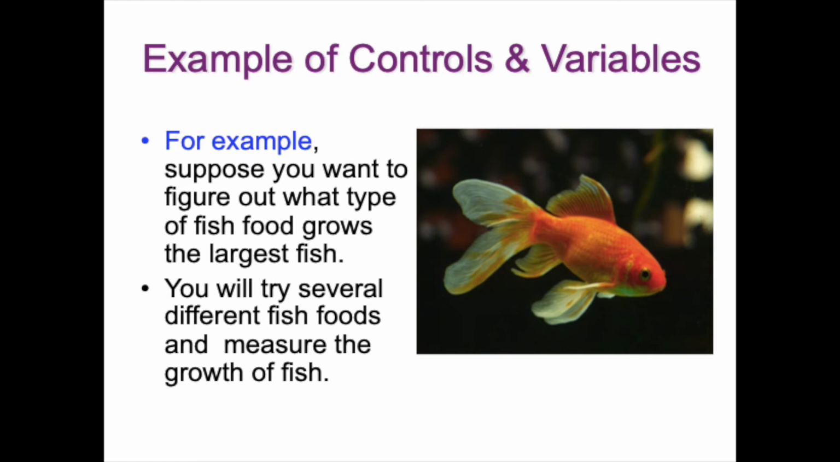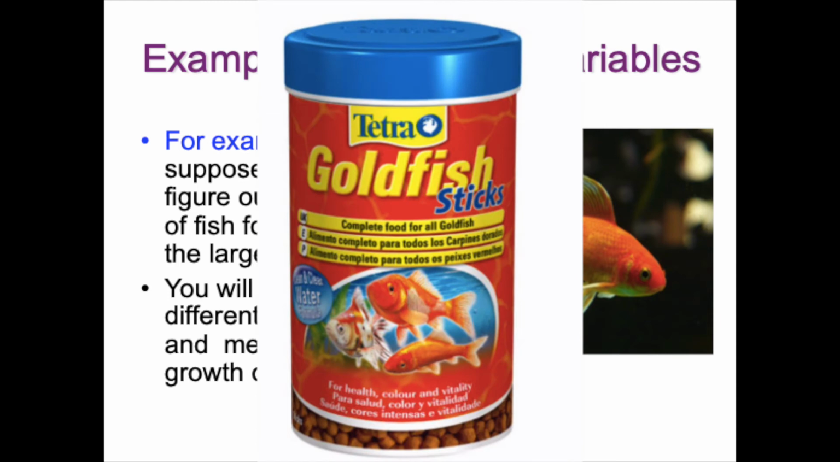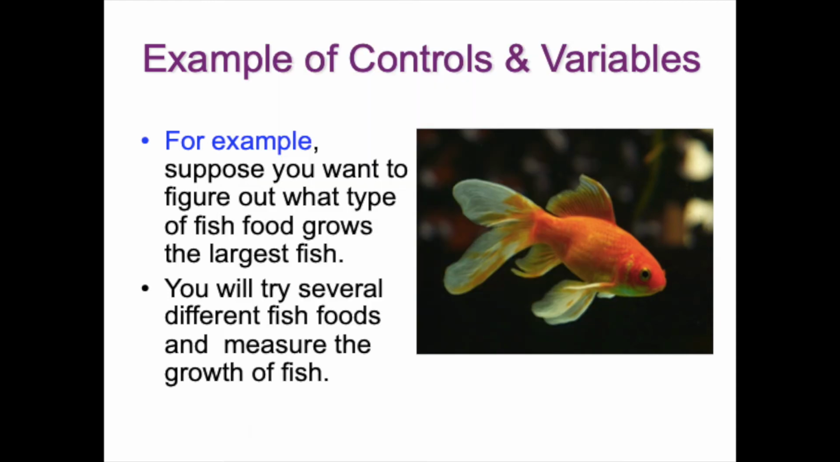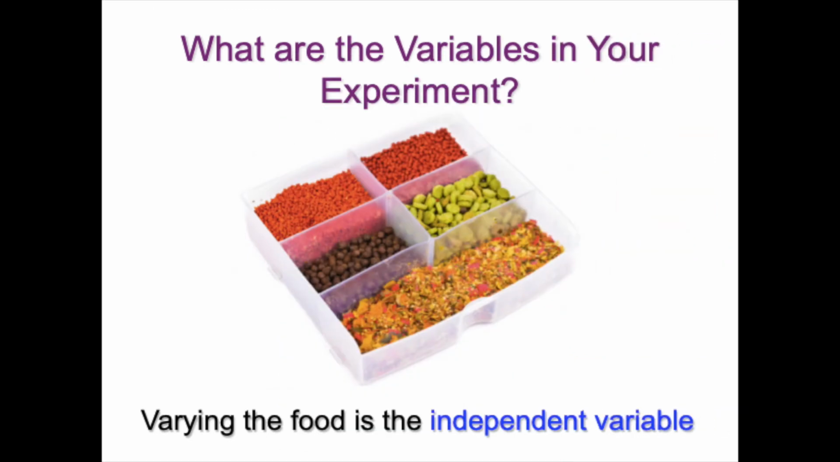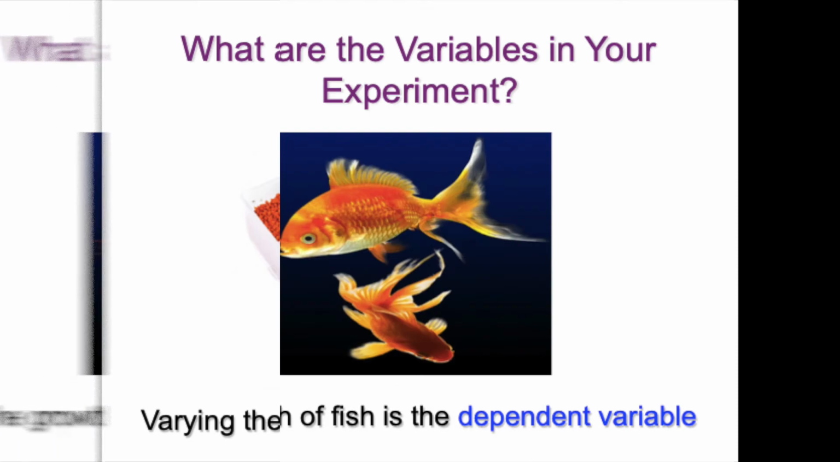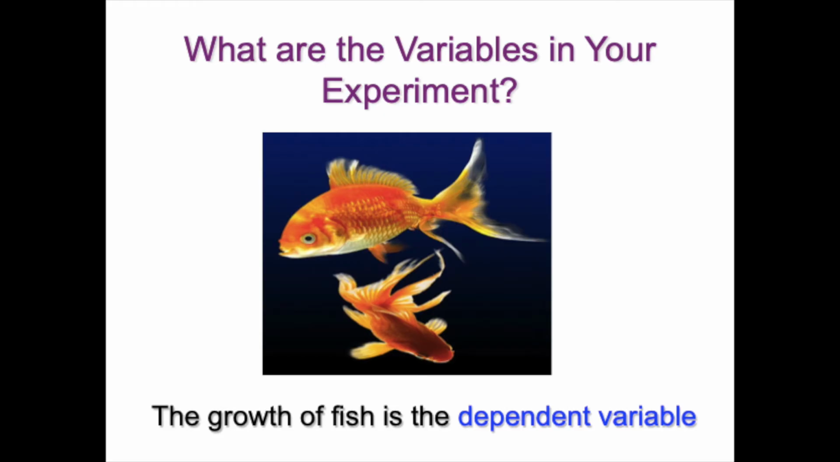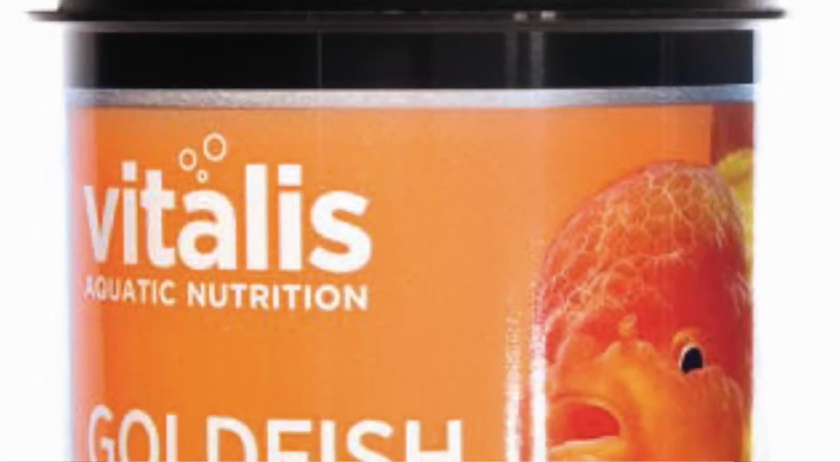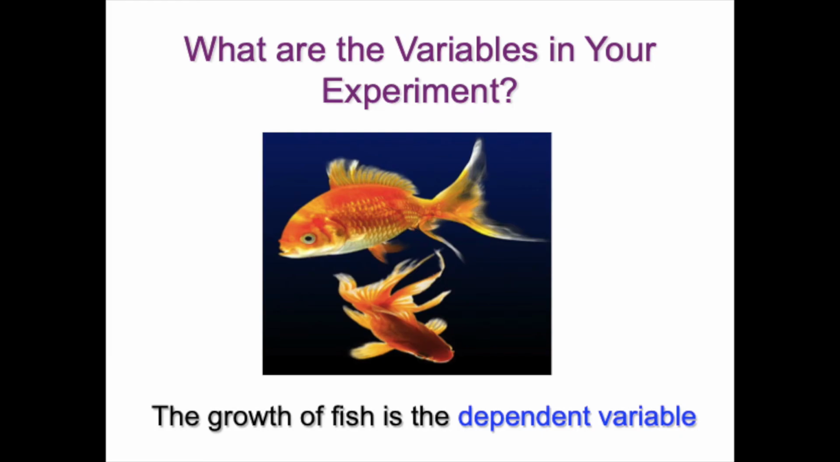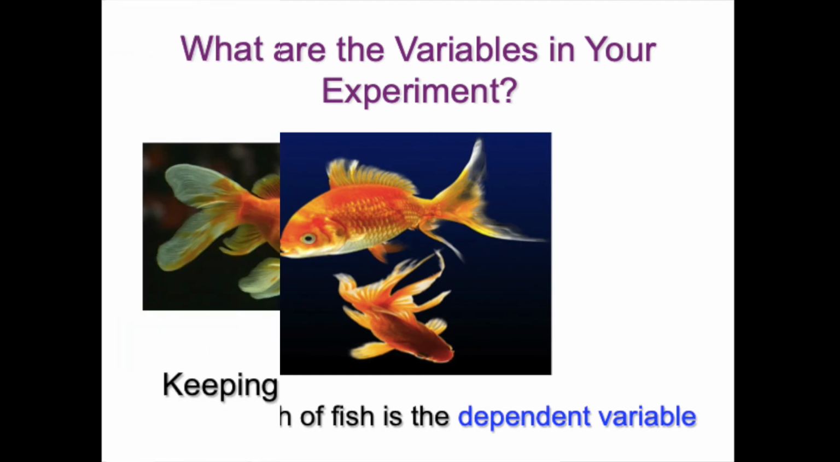Suppose you want to figure out what type of fish food grows the largest fish. You're going to try several different types of fish food and measure the growth of your goldfish. So what are your variables within your experiment? Varying the food is going to be your independent variable. What you're going to change is your independent variable. That's going to be the type of the food. The growth of the fish is going to be the dependent variable. The dependent variable depends on the independent variable, and the growth of the fish is the dependent variable.